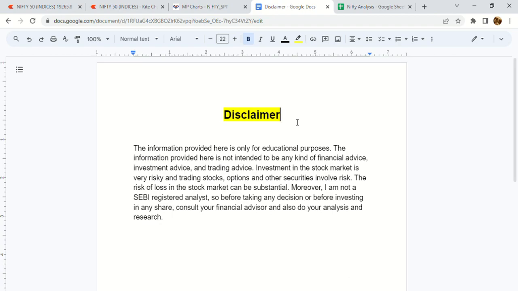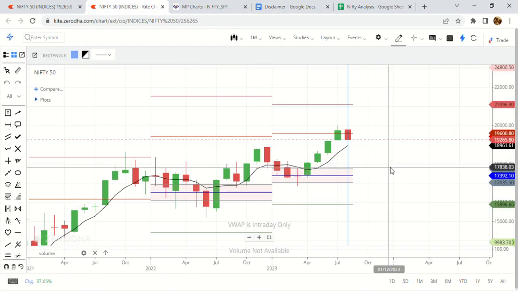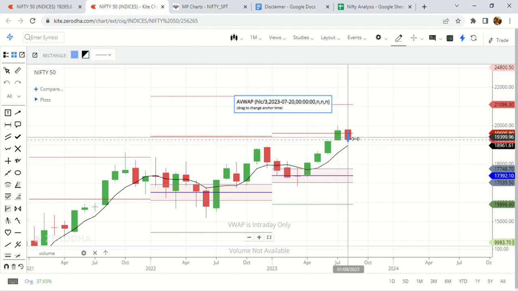Let us do market analysis for tomorrow's session, that is 28 August 23. So first of all, we will be looking at the major trend. For that, I have opened this monthly time frame chart. As you can see, major trend is upside. This current month candle is in formation.